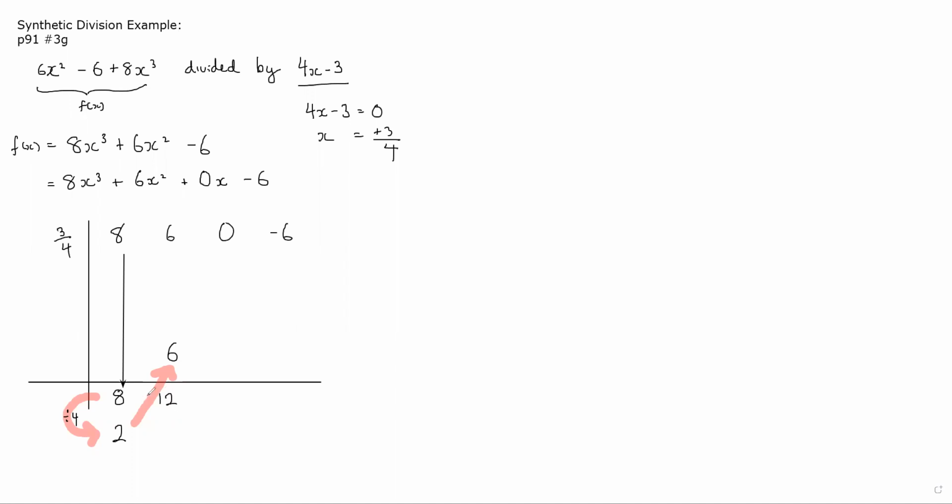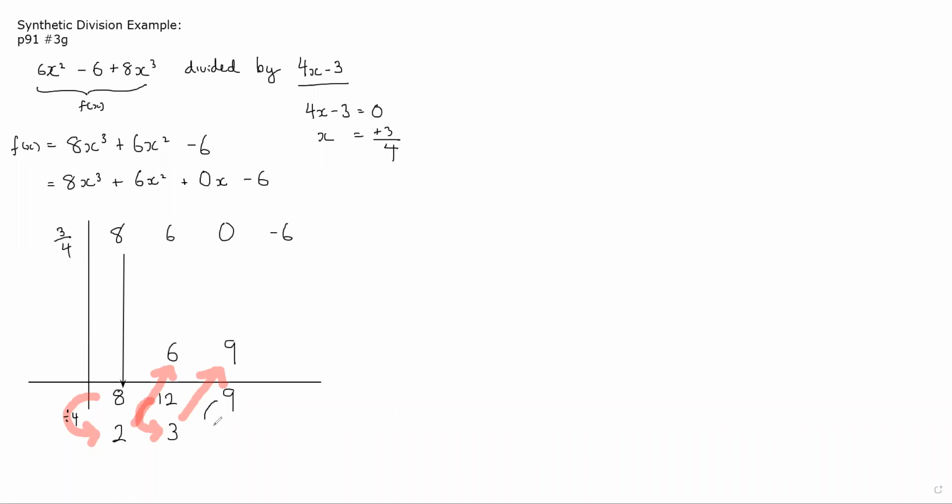And then once again, I'm going to divide by 4, which brings me to a 3. And that 3 is going to then be multiplied by 3. So 3 times 3 is now 9. And we add it down. 0 plus 9 is 9.